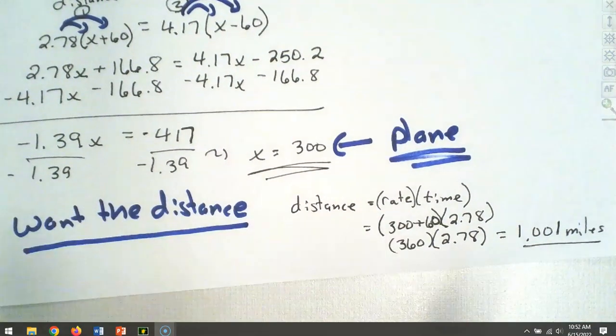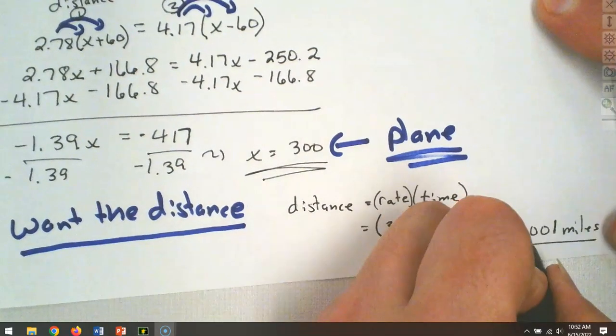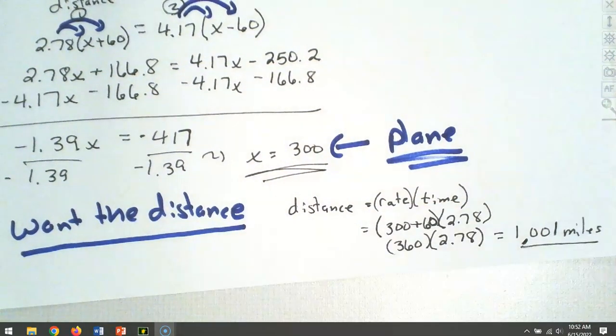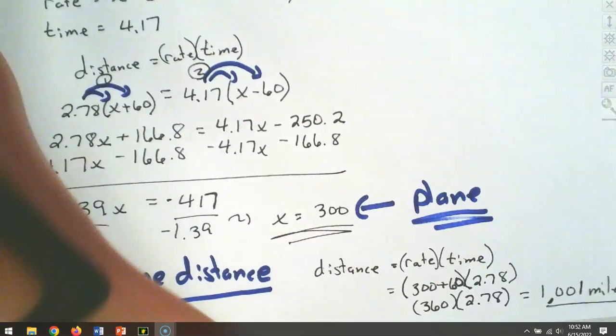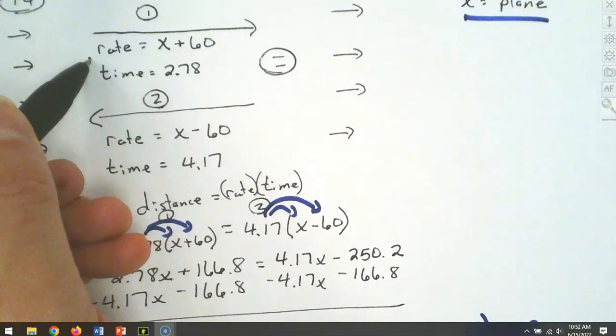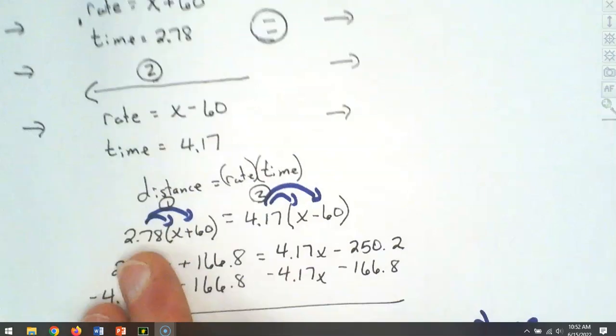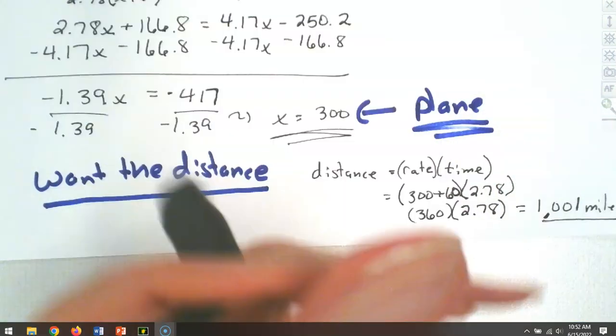So x was not your answer. It's not enough. We wanted to find the distance. How far is it actually from Gotham City, or sorry, from Metro City to Gotham? And we found x, which is the speed of the airplane. Then we plugged that back into the first one here. We plugged that x in, and we calculated our distance, and it came out to be about 1,001 miles.